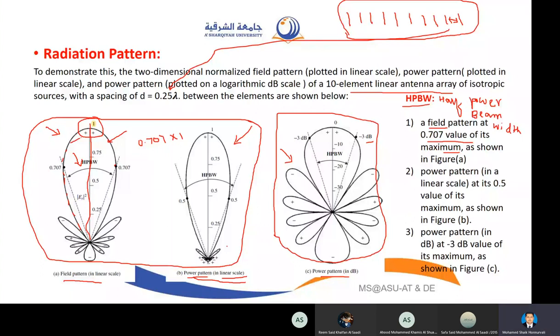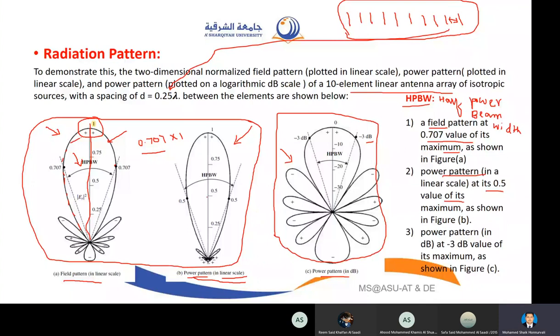So these are all advanced topics for us. For now, just understand that for half power beam width, if it is an amplitude scale pattern, you will just multiply the maximum value by 0.707. In power pattern scale, it is 0.5 of its maximum value. So you can see here 0.5 of its maximum value.